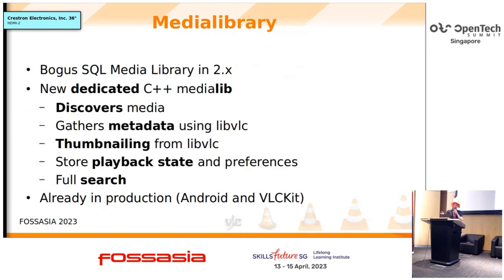And to provide a new player, we had to provide a new way to show video to people, to present your collection. And so we had to write a media library. That was a concept which was really buggy because it was built in the UI in the old releases. Now we have a dedicated library. It discovers all your media on your device. It gets metadata. It does thumbnailing. It stores the playback restoration state, your preferences in language. It does everything a modern video player should do. Provide full search, and it's already used by the Android version and the macOS version, so it's quite well tested.